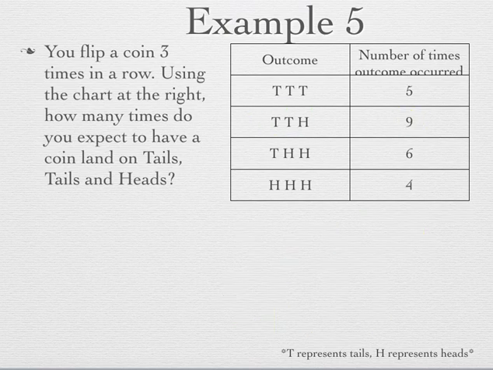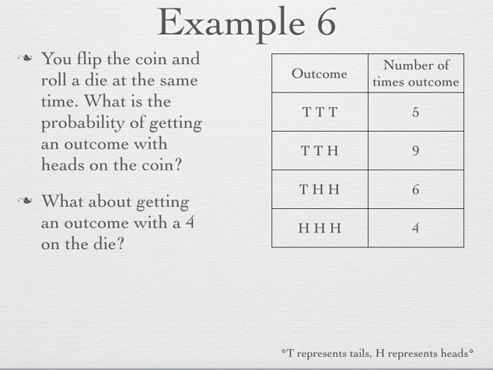Next example, probably our last one. You flip a coin and roll a die at the same time. So you have 2 different things that you are doing at the same time. What is the probability of getting an outcome with heads on the coin?